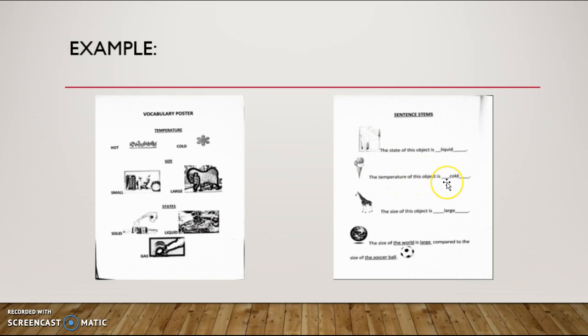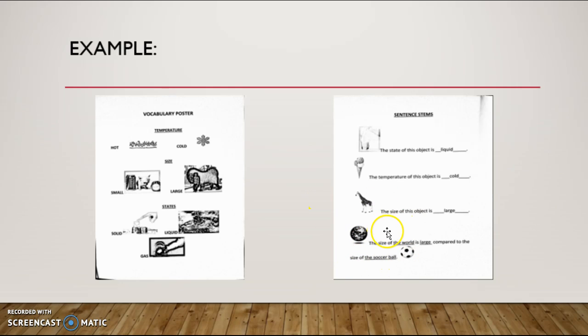Same thing with the temperature of the object is cold, it's ice cream. The size of the object is large, and this is a giraffe. And so we can increase the complexity of the sentence stems by using something like the size of the world is large compared to the size of the soccer ball.